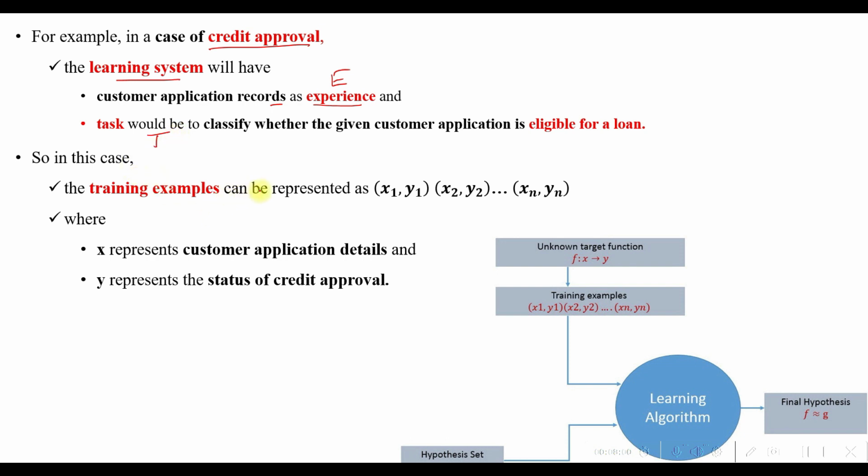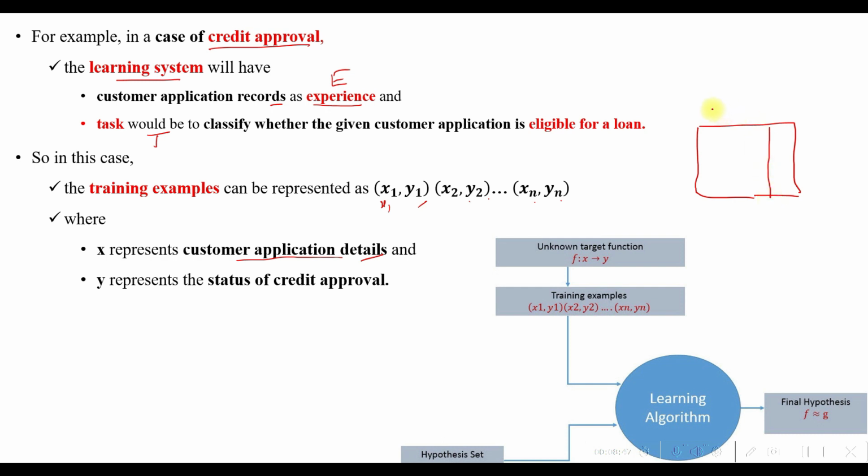In this case, training examples can be represented in the form of (x1, y1), (x2, y2), ..., (xn, yn), where x represents the customer application details, the customer features like customer name, customer record number, application number, salary, and address. Those are called the features of the customer. And y represents the status of the credit approval, yes or no, whether we can approve the credit or not.